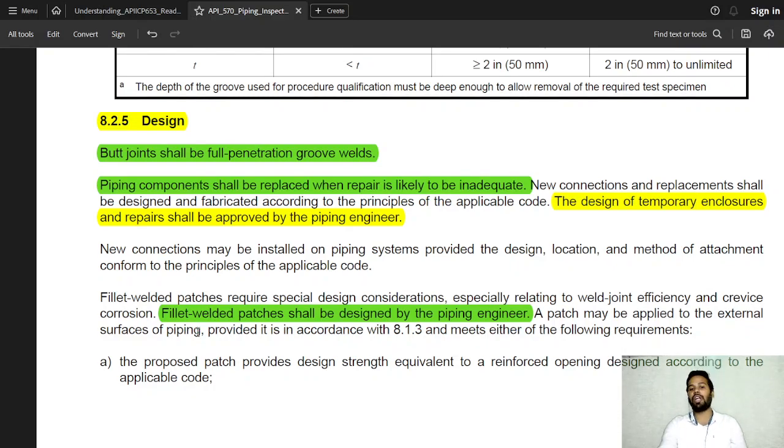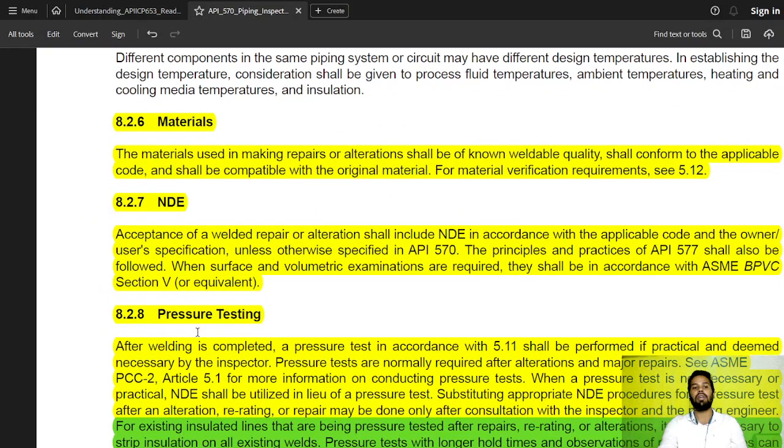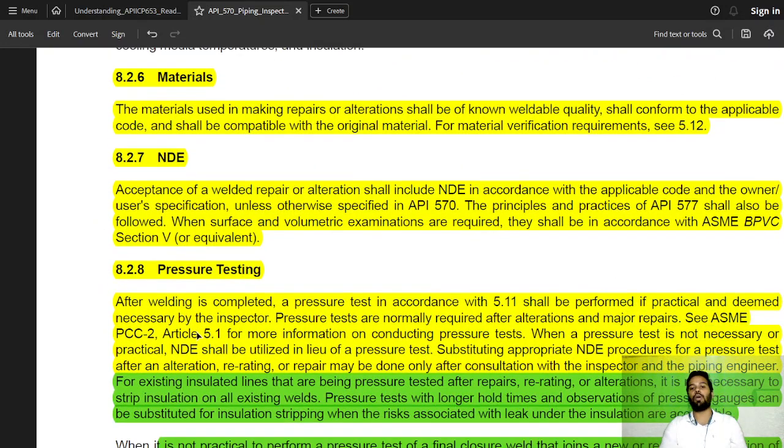Fillet weld patches shall be designed by the piping engineer. Materials. The materials used in making the repairs and alteration shall be of known weldable quality, shall conform to the applicable code, and shall be compatible with the original material.